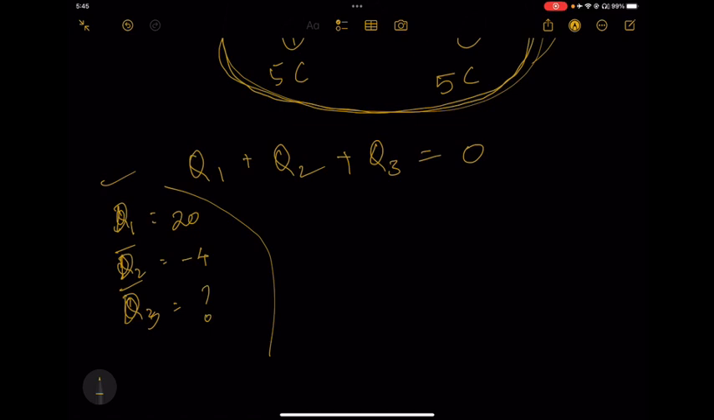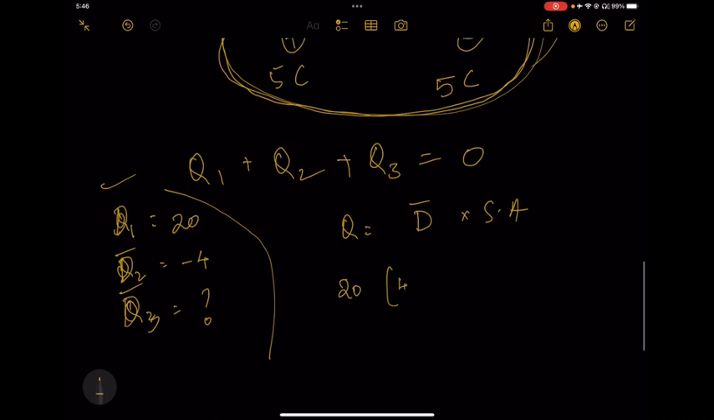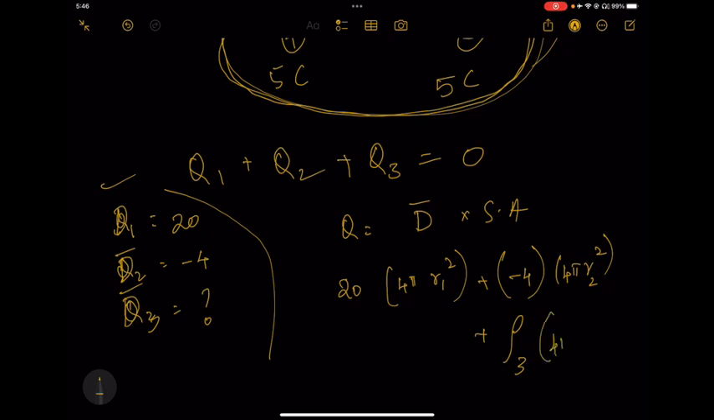How do you get Q from this? D into the surface area of the sphere. Charge is D into surface area of the sphere. So you can say 20 into 4 pi r1 square, plus minus 4 into 4 pi r2 square, with nanocoulomb being 10 power minus 9. Since the other side is 0, I am just skipping it. Then rho 3, or D3, whatever you want to call it, times 4 pi r3 square equals 0.